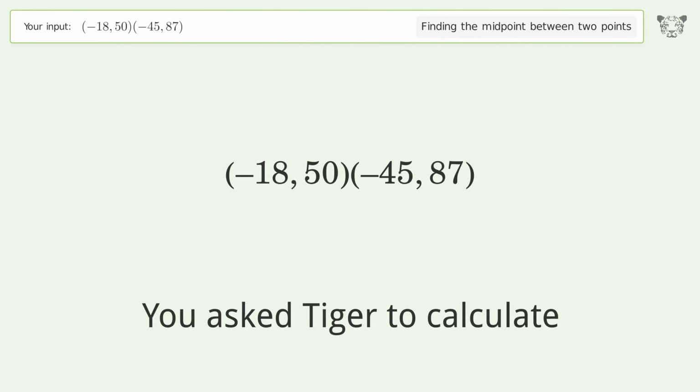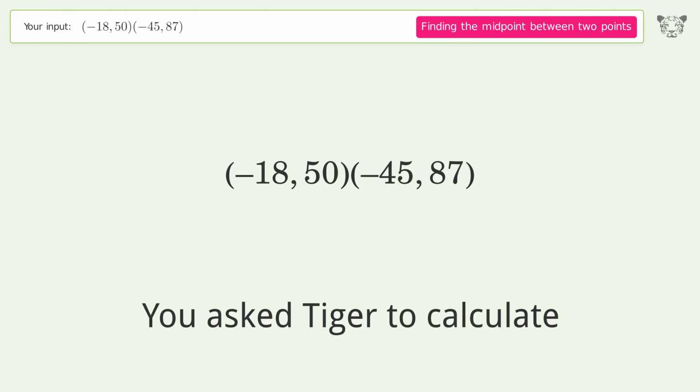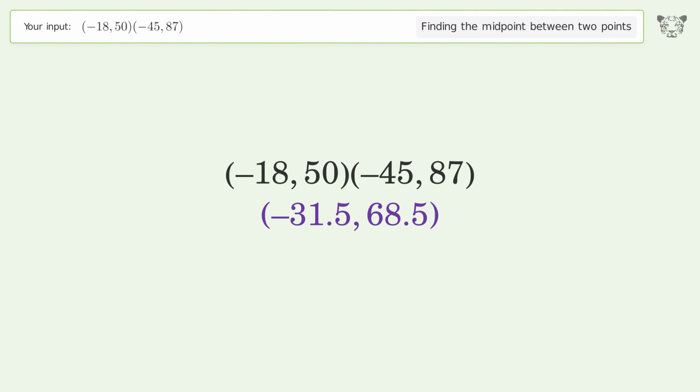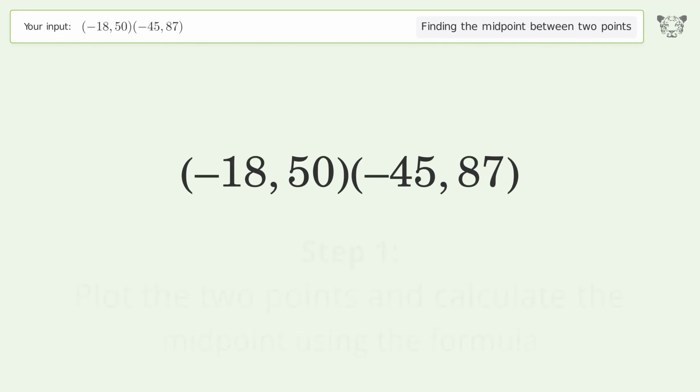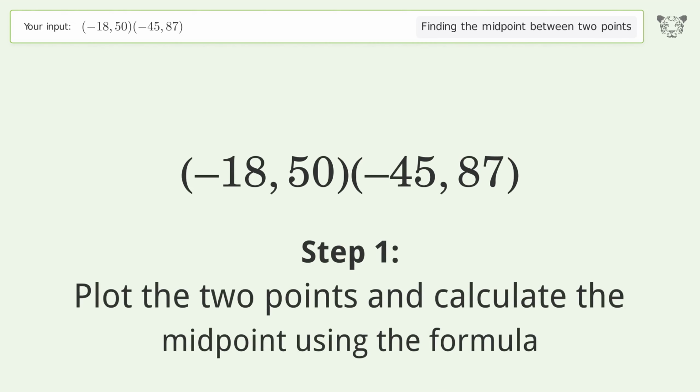You ask Tiger to calculate. This deals with finding the midpoint between 2 points. The midpoint between the 2 points is negative 31.5, 68.5. Let's solve it step by step. Plot the 2 points and calculate the midpoint using the formula.